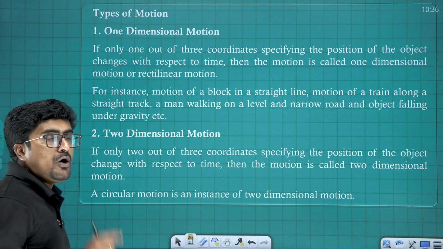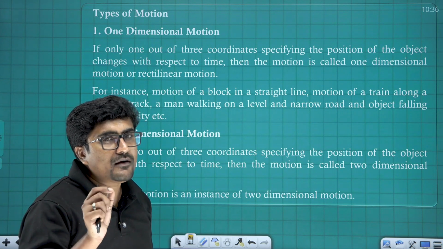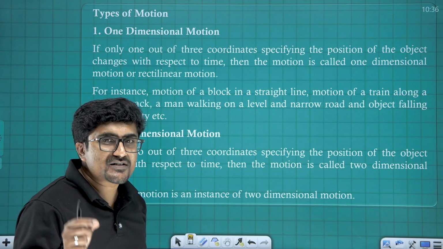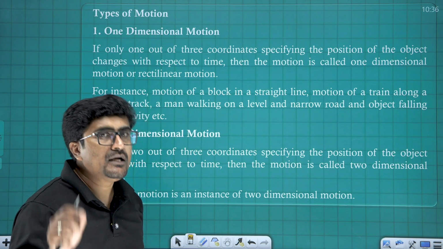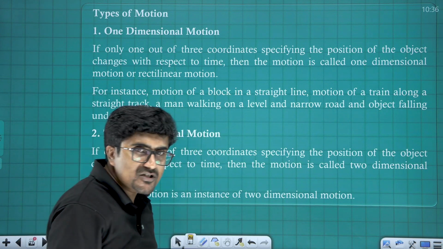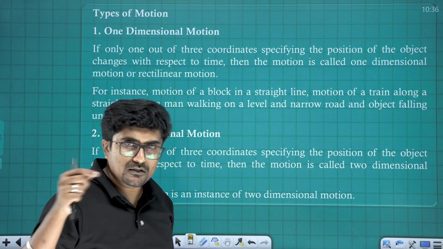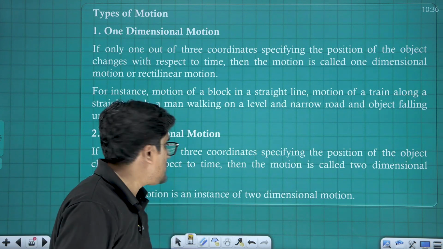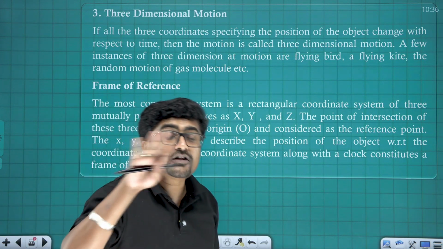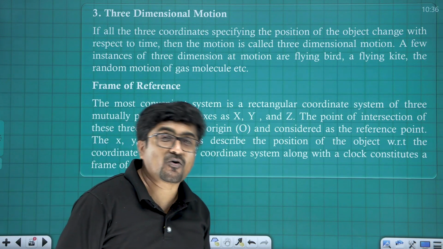Next is one-dimensional motion. If we need only one coordinate out of x, y, z to represent the position of a body in motion, then that is said to be one-dimensional motion. For two dimensions, that means out of three, two coordinates will be changing with respect to time, that is two-dimensional motion. And definitely for three-dimensional motion, all three coordinates will be changing with respect to progress of time.